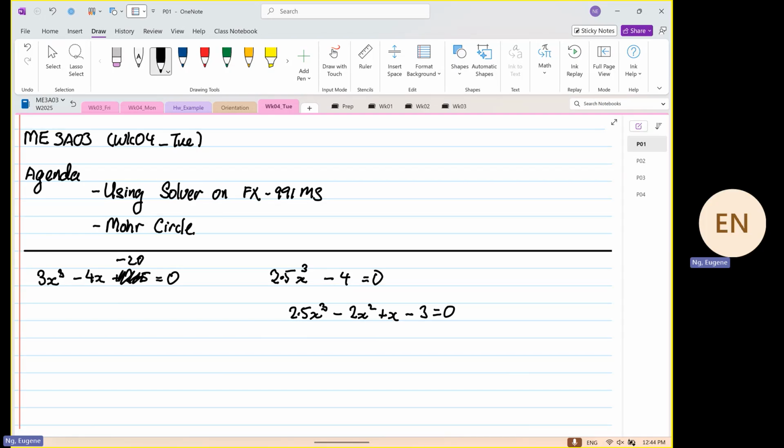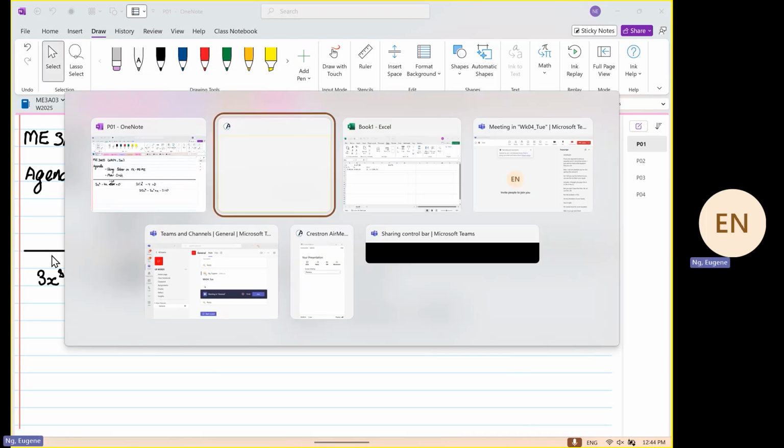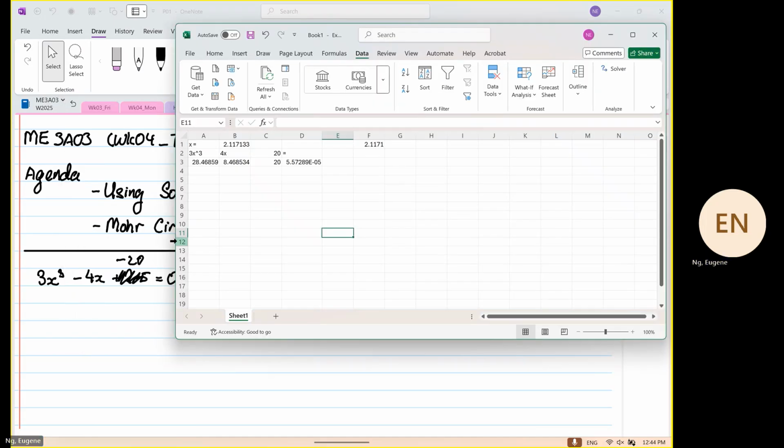Okay, so use this. But the problem is this. It has limitation, as you can see, right? It cannot solve for some equations. Whereas if you go onto Excel, it can be solved. Are we clear? It's not impossible. So you can use Excel to help you solve your equation.